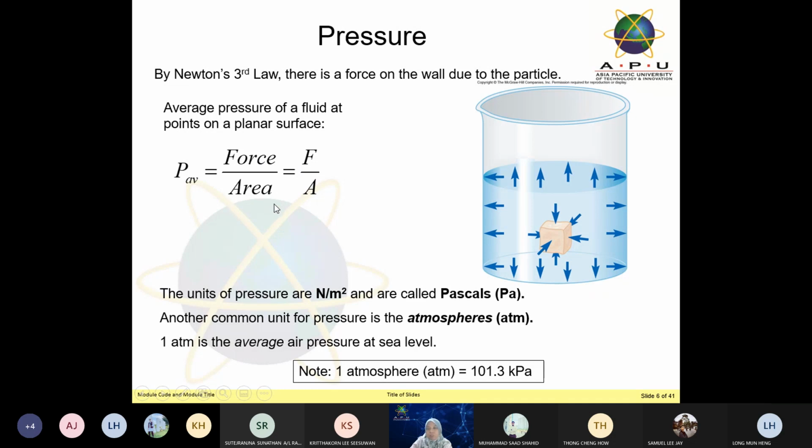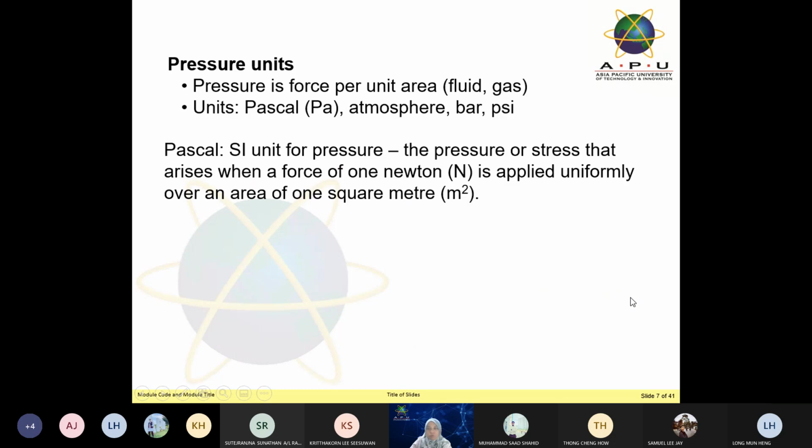So area normally they don't give. They will give you the length or the radius or the diameter. If diameter, you need to divide by 2 to use the R. Okay, if not, divide by 4. So force, if they give, you can find force divide by area. But area, normally they don't give. They give the length or radius. That is why it is important for you to know the formula.